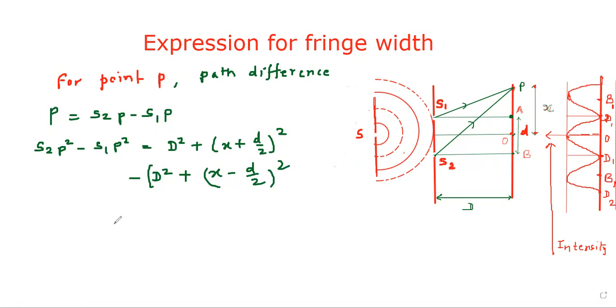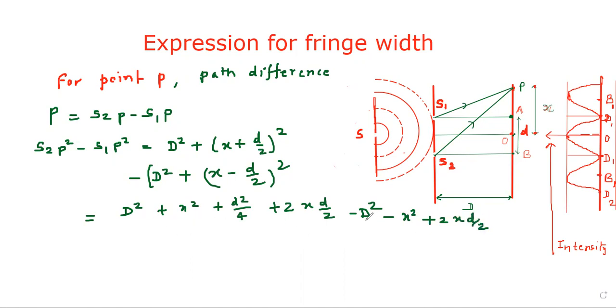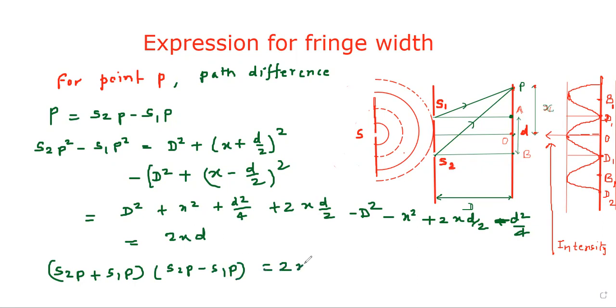Now, if we open the bracket, so what do we get? It will be D square plus x square plus d square by 4 plus 2xd by 2, minus D square minus x square plus 2xd by 2. So D square will cancel out, x square will cancel out, and one more term, d square by 4. This will not be plus, this will be minus, this will also get cancelled. So we will be left with 2xd. Now, if we factorize this S2P square minus S1P square, that will be S2P plus S1P times S2P minus S1P equal to 2xd.